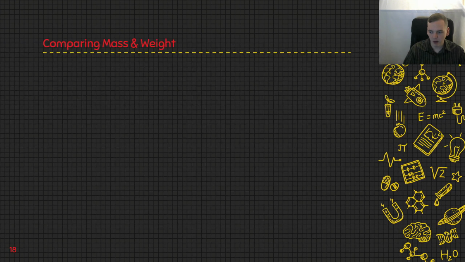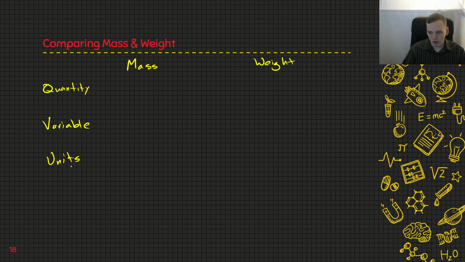Now let's compare those two. If I have a table here and I put mass and weight as my two columns, the rows are quantity, variable, units, and change.